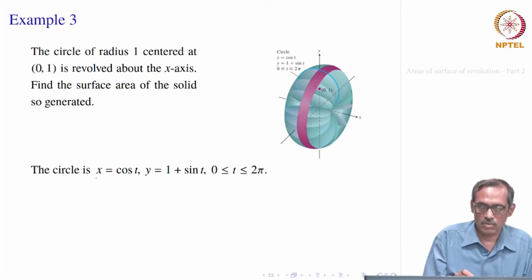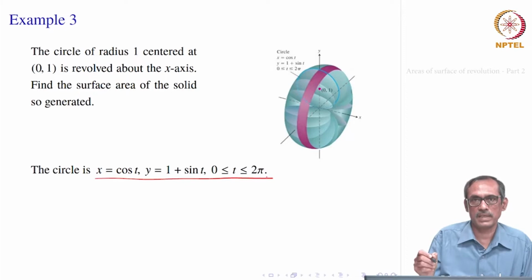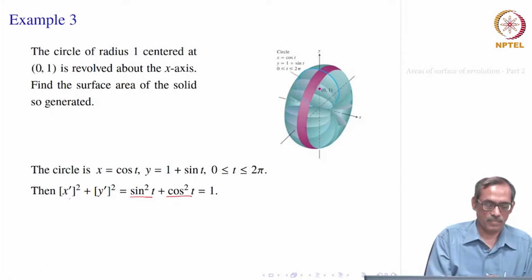So, we have x equal to cos t, y equal to 1 plus sin t, t varies from 0 to 2 pi. Then we should obtain ds, which will be computed as square root of (dx/dt) squared plus (dy/dt) squared, dt. To obtain that, x prime, prime meaning derivative with respect to t. Cosine t, its derivative is minus sin t, squared, so it is sin squared t. And y is 1 plus sin t, its derivative is cos t, so it is cos squared t, which is 1 here.